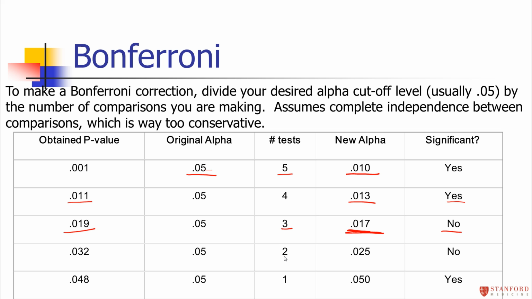If you ran 2 tests, you'd need a significance level of 0.025, so 0.032 wouldn't cut it. And if you run 1 test, of course, the significance level goes back to 0.05. So Bonferroni is easy to apply, but it's highly conservative because it's actually assuming that all the comparisons you're running are completely independent, and that's usually not the case. Usually you're running things that are related to one another.